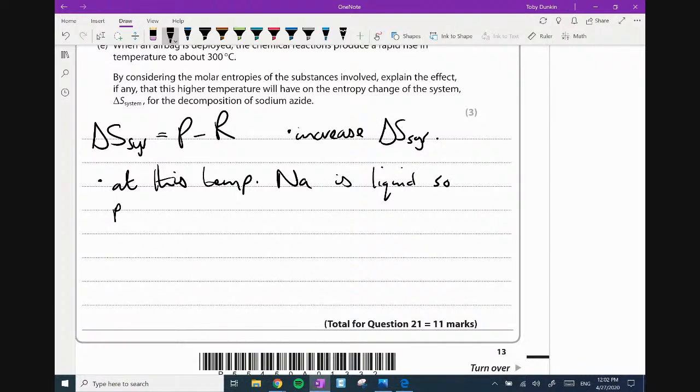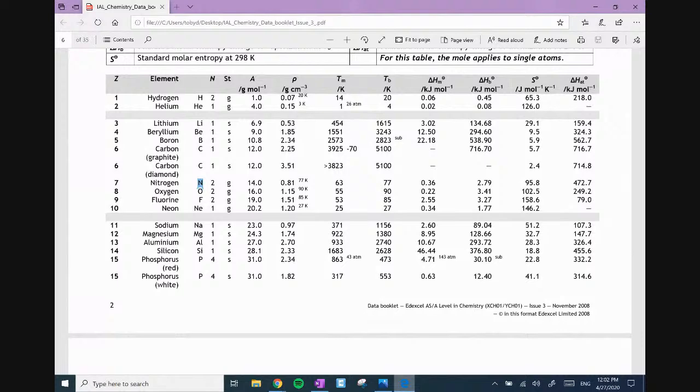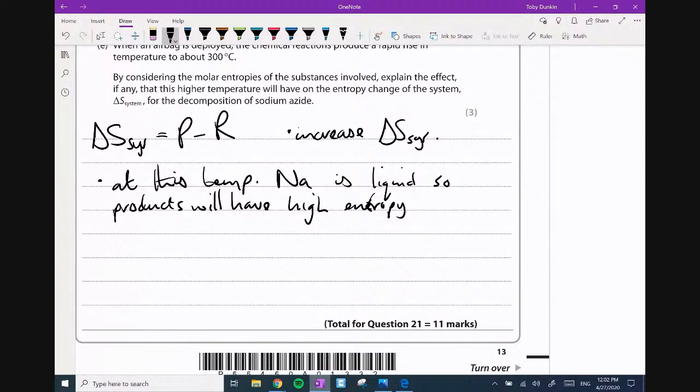So products will have higher entropy, but not by a huge amount. I'd love to actually see if the data sheet tells me that. So it's given us the entropy in its standard state, not for when it's a liquid. But we know that there's always an increase. There tends to be low figures for solids, in like the 20s and 30s. Liquids tend to be the 50s or 60s or 70s, and then the gases are in the hundreds. So product will have higher entropy.